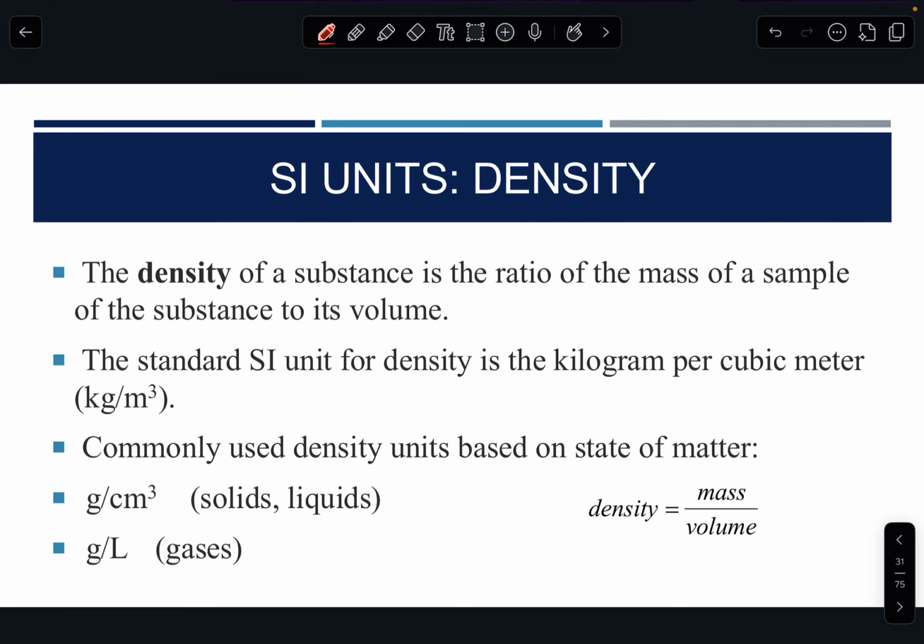Density is another derived unit in which you take the mass of something and divide it by the volume, and we measure that in grams per cubic centimeter for dense items such as solids and liquids, and for very non-dense items we use grams per liter because they take up a lot more space. The standard unit is kilograms per meter cubed, but we don't really use kilograms per meter cubed. We use the ones that are mentioned down there below.